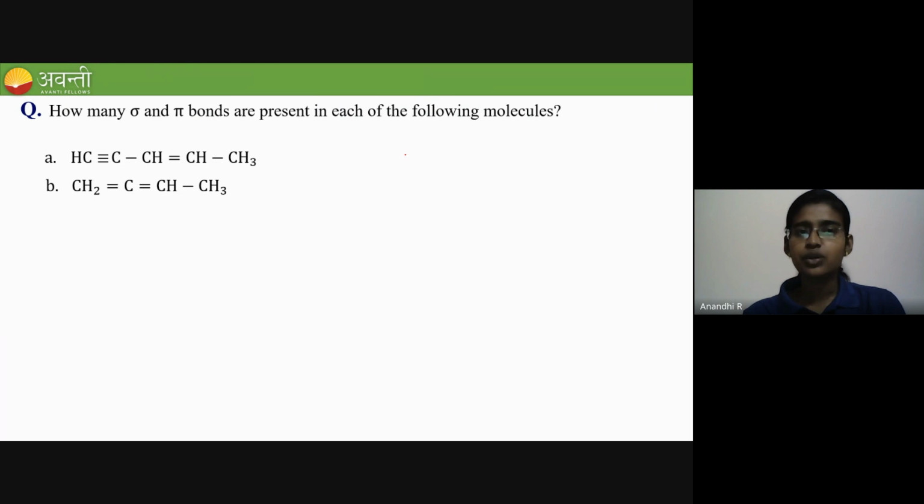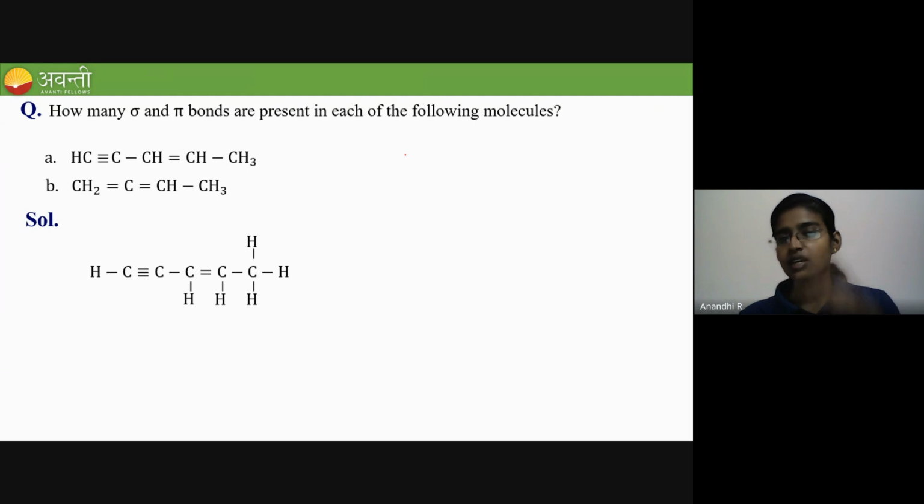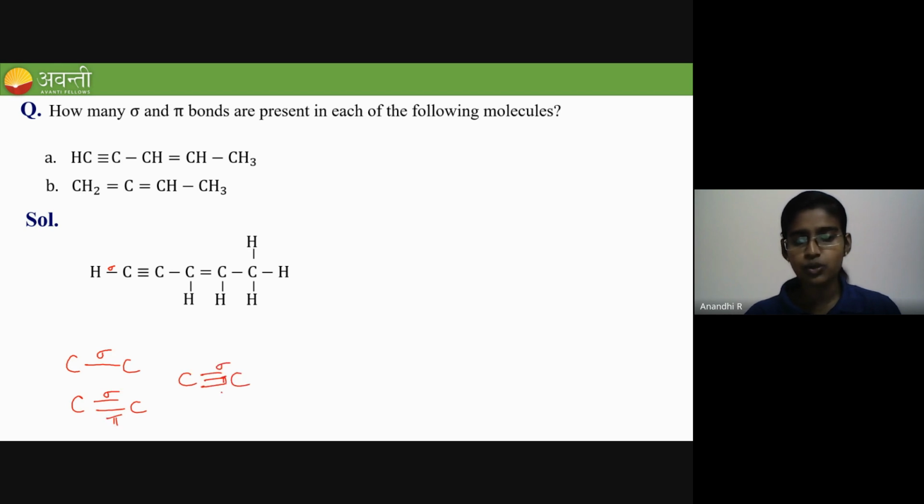To find that out, you have to draw the complete structure. Complete structure means all the bonds should be represented in your structure. Then start calculating. If you have only one bond, it is considered sigma. If you have two bonds, one is sigma, the other is pi. If you have three bonds, one is sigma, the remaining two are pi. This is the concept. Here I have a triple bond, so one is sigma, the remaining two are pi. Here one sigma, one pi, all these are sigma.